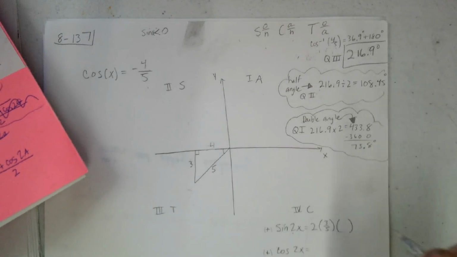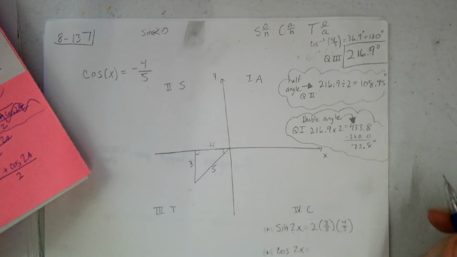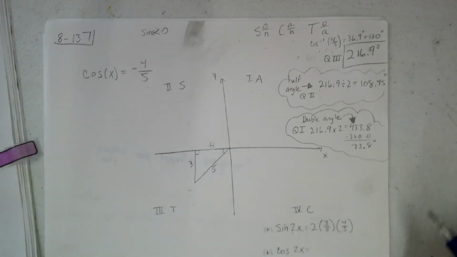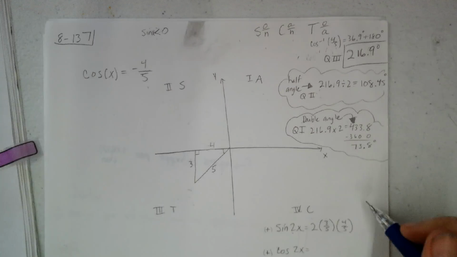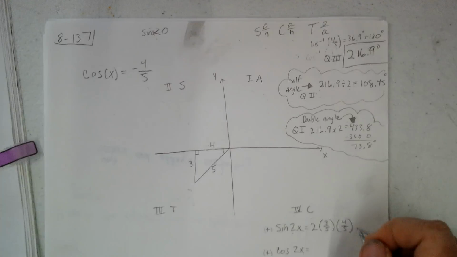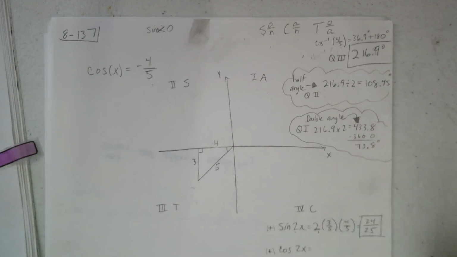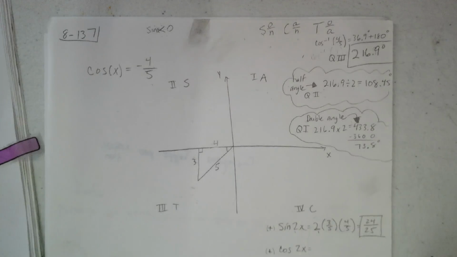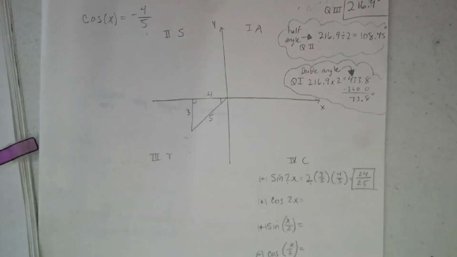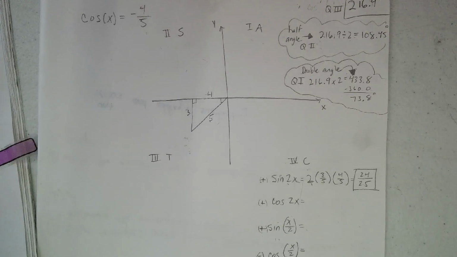And then adjacent over hypotenuse for cosine. So I guess I could just multiply right across the top. 2 times 3 is 6, times 4 is 24, and then that's over 25. And it's positive. Okay, now I want cosine of 2x. Let me push autofocus. There, that's a lot better.